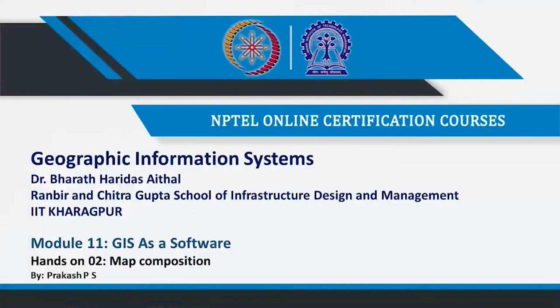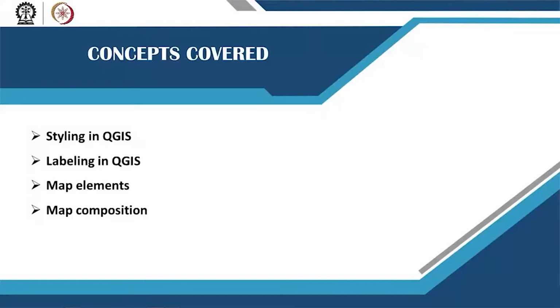Welcome back to the course on Geographic Information System. This is module 11, GIS as a software, and in this hands-on session we are going to look at map composition. Basically, in this session we are going to look at composing maps in QGIS, styling it and labeling it, adding map elements to the map composition page, and finally composing the map and exporting it to image or PDF format.